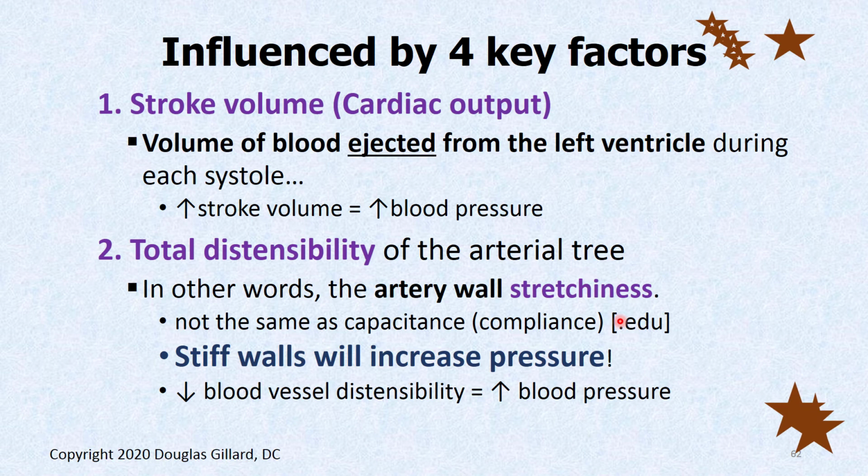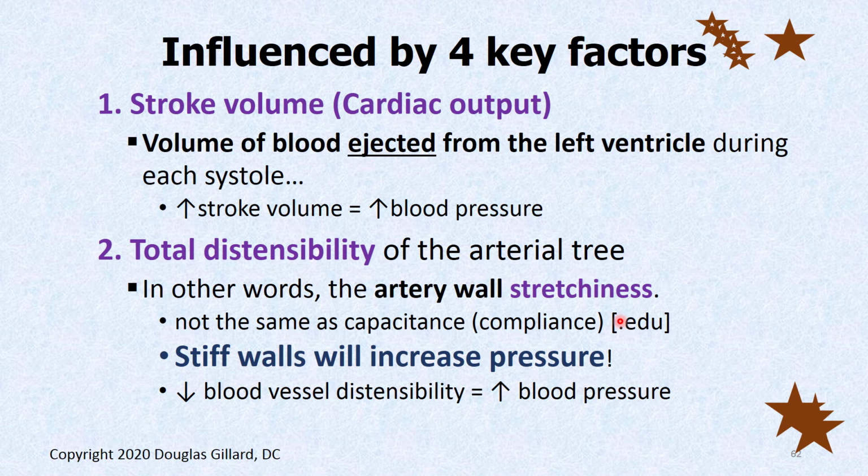Blood pressure is influenced by four factors, some little physiology. Stroke volume times heart rate is cardiac output. You could say cardiac output as well, but it's the volume ejected from the heart. So these are the factors that affect blood pressure. If you increase the stroke volume, if you push more blood out per beat, you're going to raise your blood pressure.